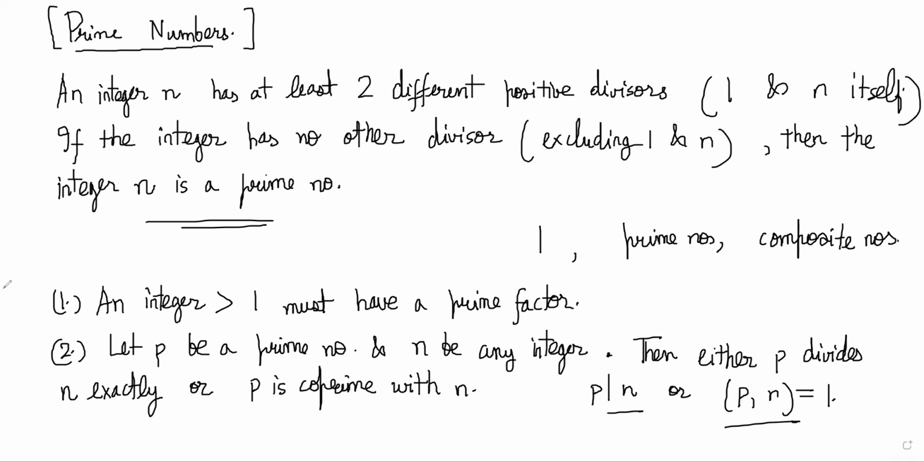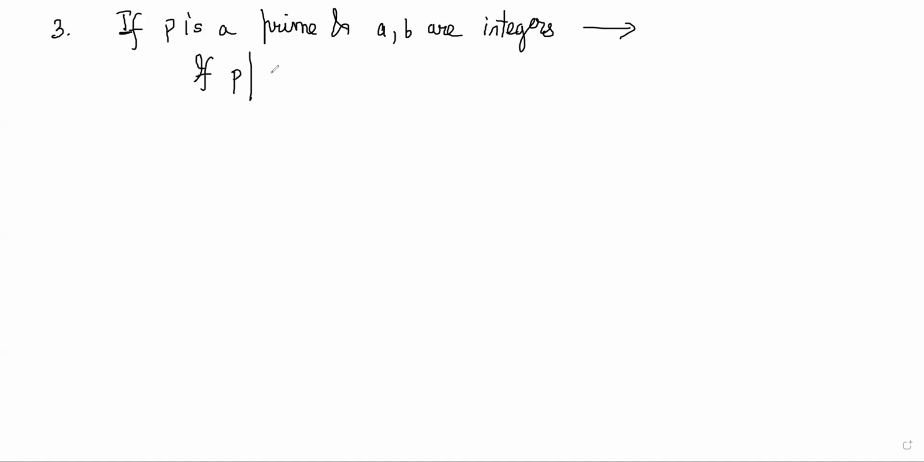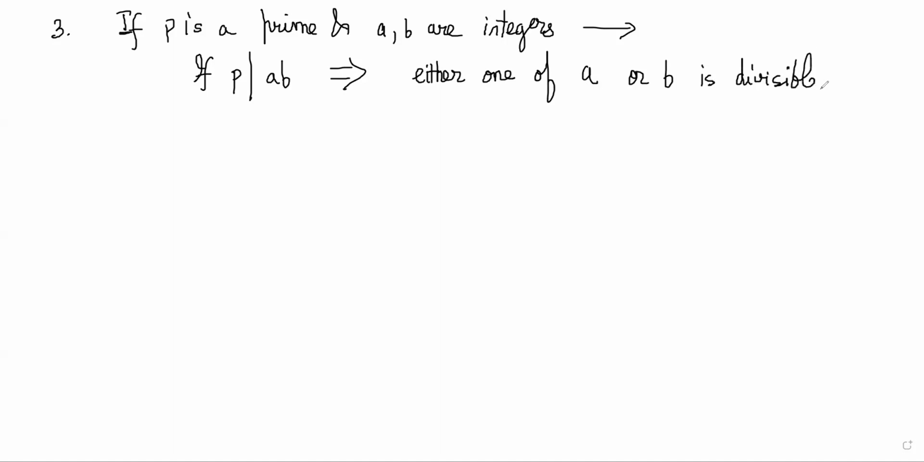Now the third property of prime numbers is this one. If P is a prime and A and B are integers, then if P divides AB, that implies that either one of A or B is divisible by P. So P divides AB means either P divides A or P divides B. Okay, this is pretty obvious.